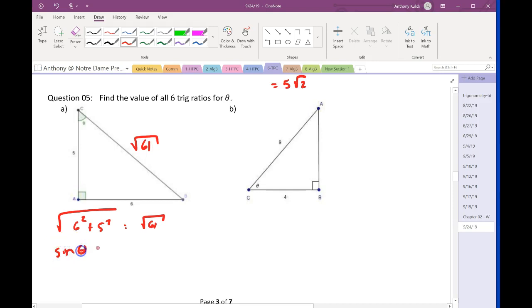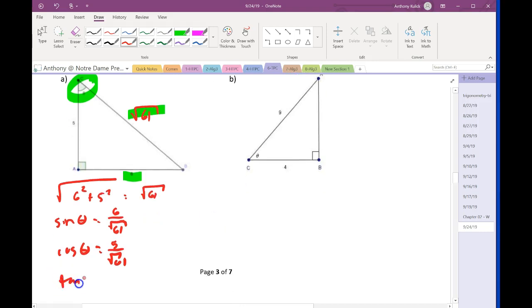So sine theta, we're talking about theta here, is opposite over hypotenuse. Cosine theta is adjacent over hypotenuse. Tangent theta is opposite over adjacent. Cosecant theta is the reciprocal of sine. Secant theta is the reciprocal of cosine. And cotangent theta is the reciprocal of tangent.